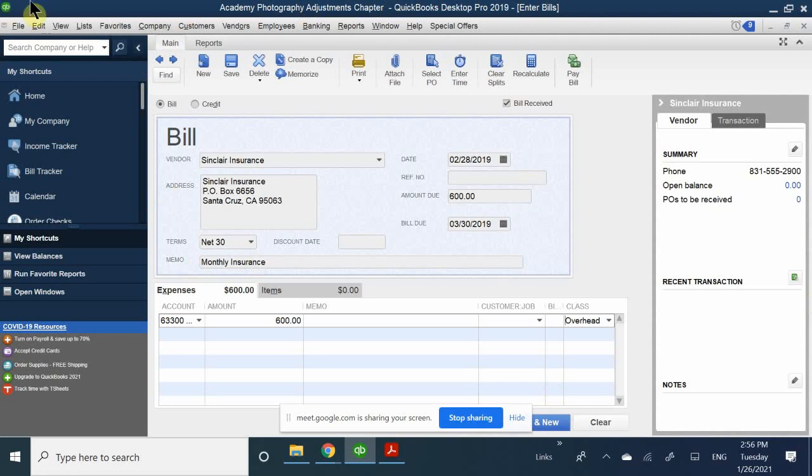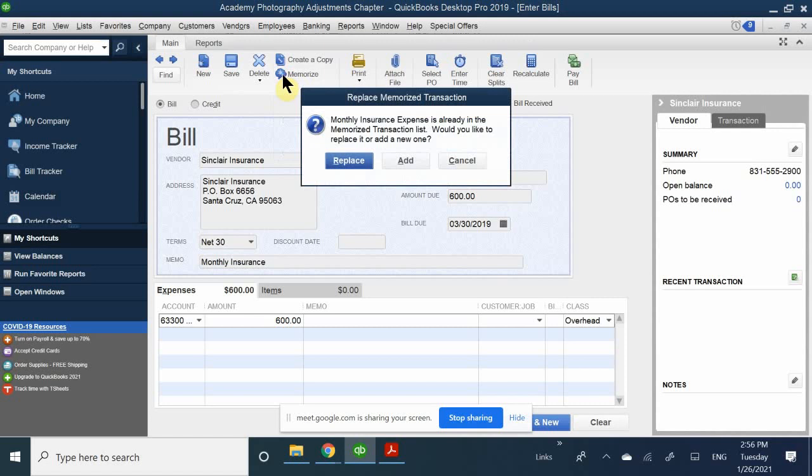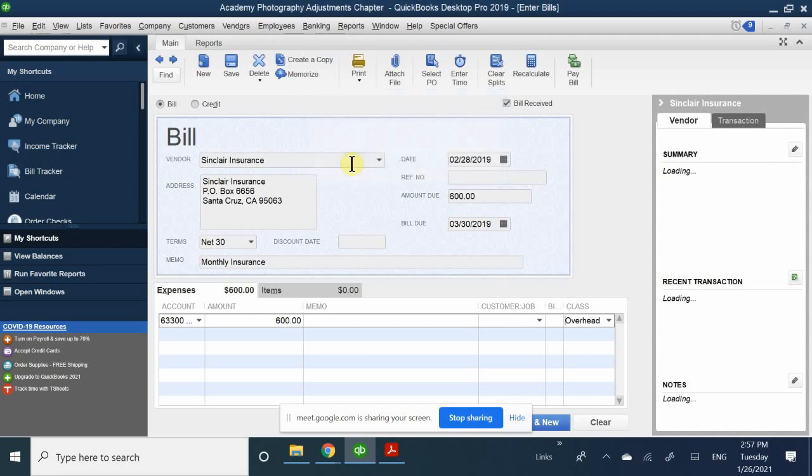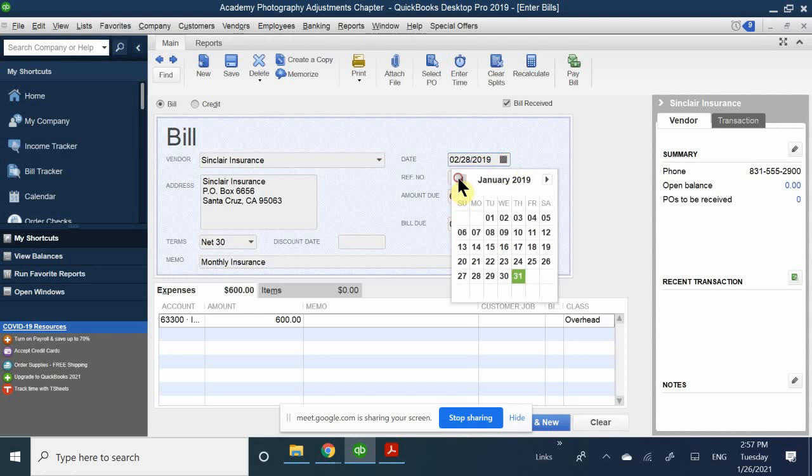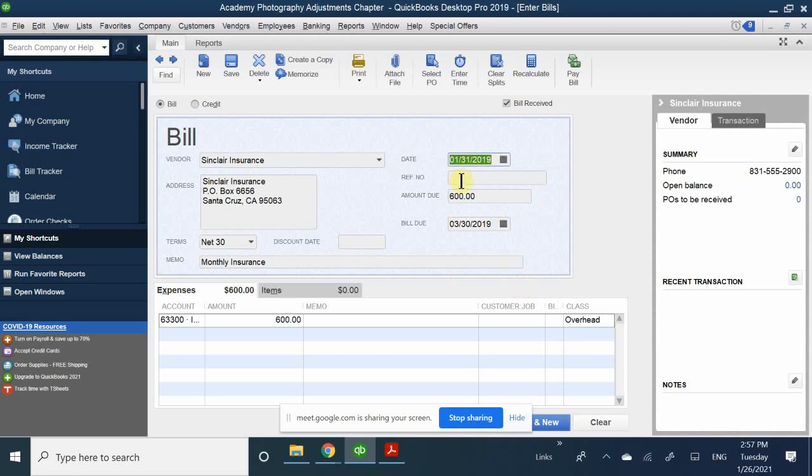Once I have that, I have to go up here and re-memorize it. It says monthly insurance is already there. Would you like to add a new one or replace it? I want to replace it. Now I get that picture taken, and I'm going to make sure I add my correct dates in here. So this is for January 31st. I'm going to say this is bill number, I don't know, 5521, and I'm going to go ahead and save and close.